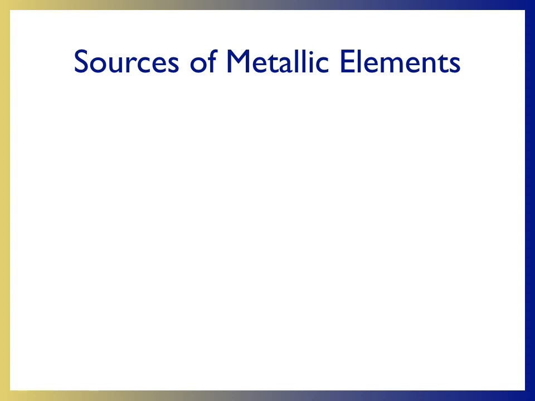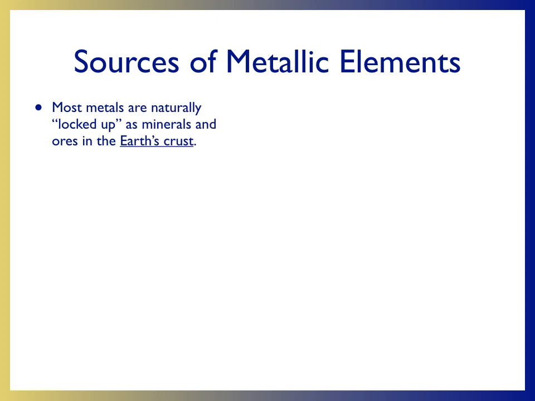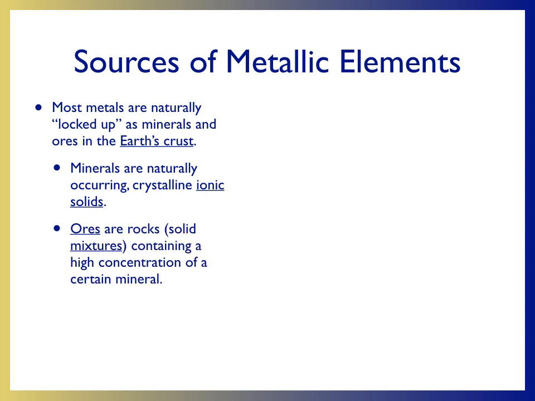Metallic elements are mostly locked up in the Earth's crust. They typically exist in ionic compounds known as minerals. Many times those minerals are mixed together with other components, called ores. Ores typically contain a high concentration of a certain mineral and are what is mined to get different metallic elements.